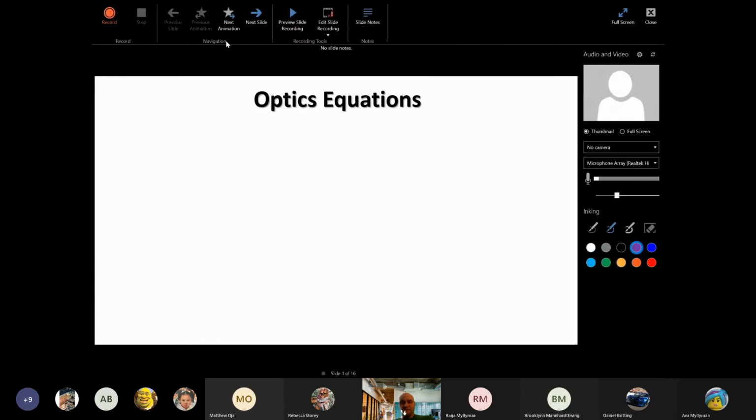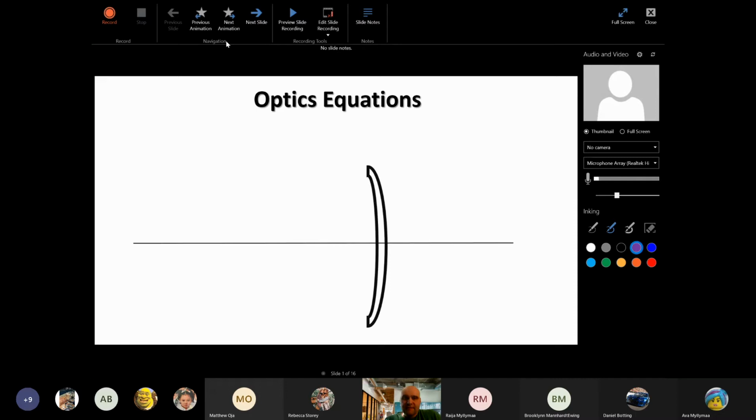Okay, so optics equations. Let's start off by just talking about a couple of letters, some subscripts that are going to come up in our lesson here. You can just go ahead and draw a principal axis.